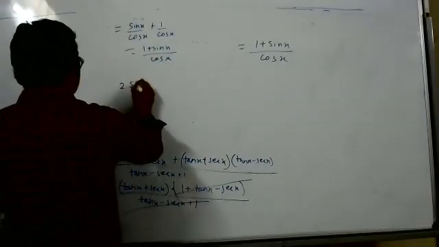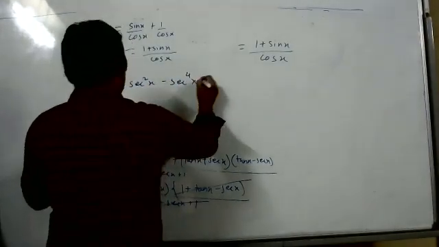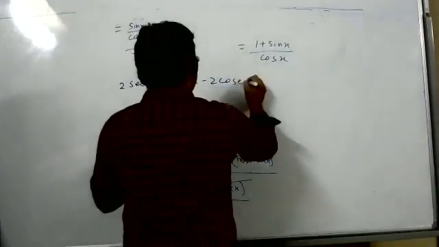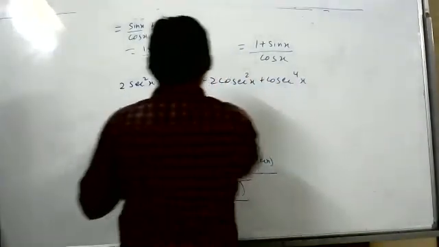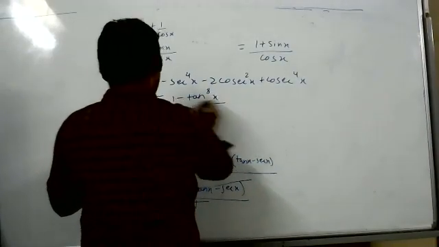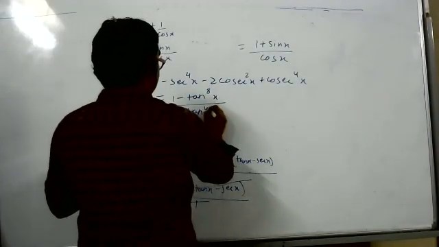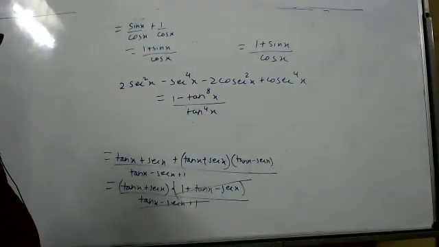2 secant square x minus secant to the power 4x minus 2 cosecant square x plus cosecant to the power 4x is equal to 1 minus tan to the power 8x by tan to the power 4x. Wait, this is looking a very dangerous sum.